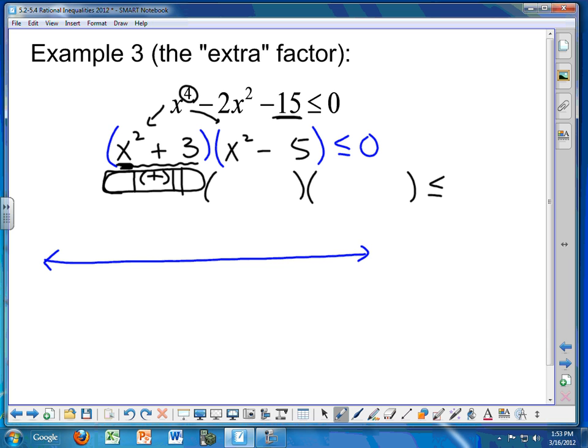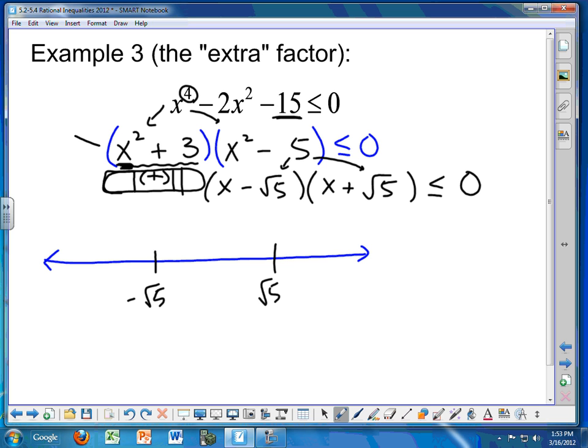Okay, and then the next one is this one here. And we're still less than or equal to 0. So this would be x minus root 5 and x plus root 5. Normally we do not factor this because it's not a perfect square, but we're pretending in order to get the two numbers on our line here, negative radical 5 and radical 5.